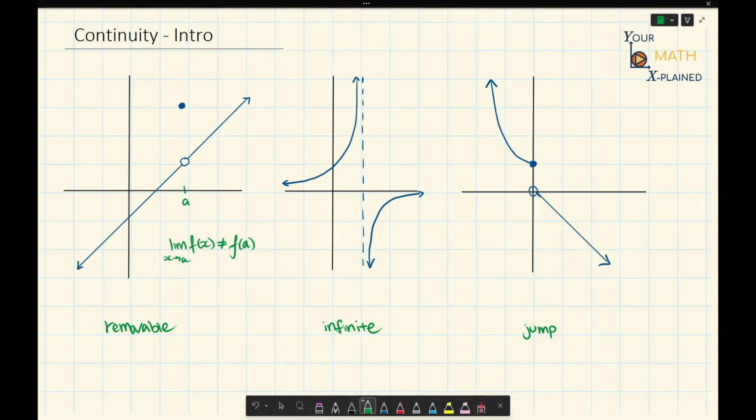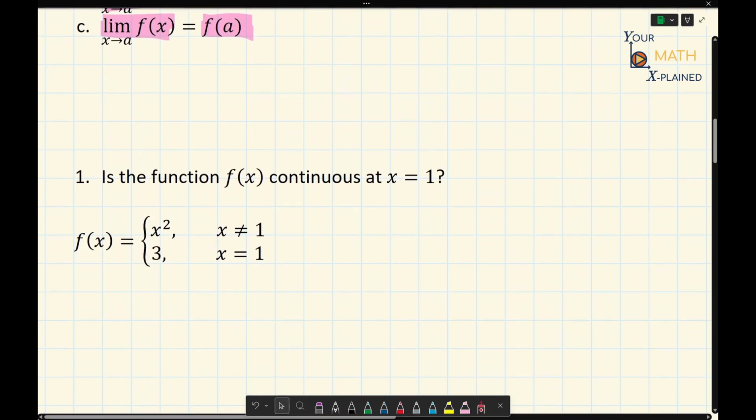Now for the second graph, because we have a vertical asymptote there, it's discontinuous because a is not in the domain. And for the third graph, again, if this is our a value, this is discontinuous because the limit of our function f of x as x approaches a does not exist. And the reason that it does not exist is because our left side limit and our right side limit are different. So now using this more rigorous definition of continuity, we're able to show why each of these graphs is discontinuous. And now let's go ahead and take a look at an example.